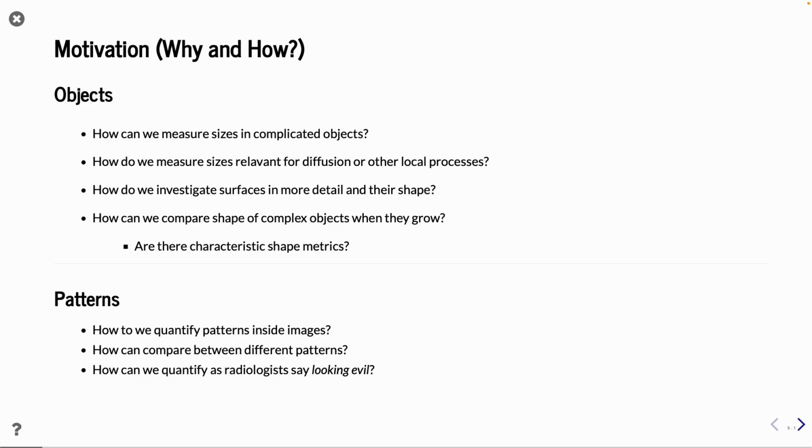Another thing is patterns: how we can quantify patterns within the image, and also compare different patterns and try to make conclusions from them. So, for example, the radiologist says something is looking evil. What makes him say that it's evil? That is usually a question of him seeing some kind of pattern in the blob that he observes and seeing that, okay, this one doesn't behave right. But characterizing this pattern, how to do it, is the question.